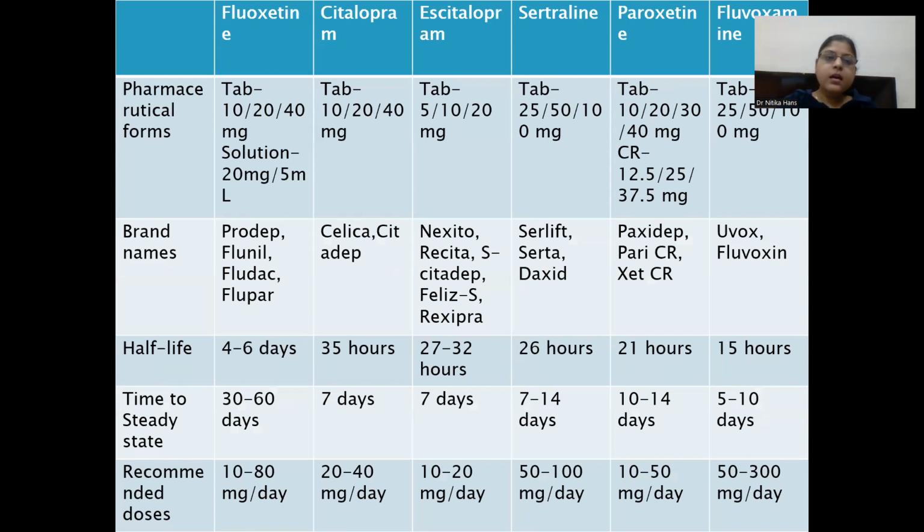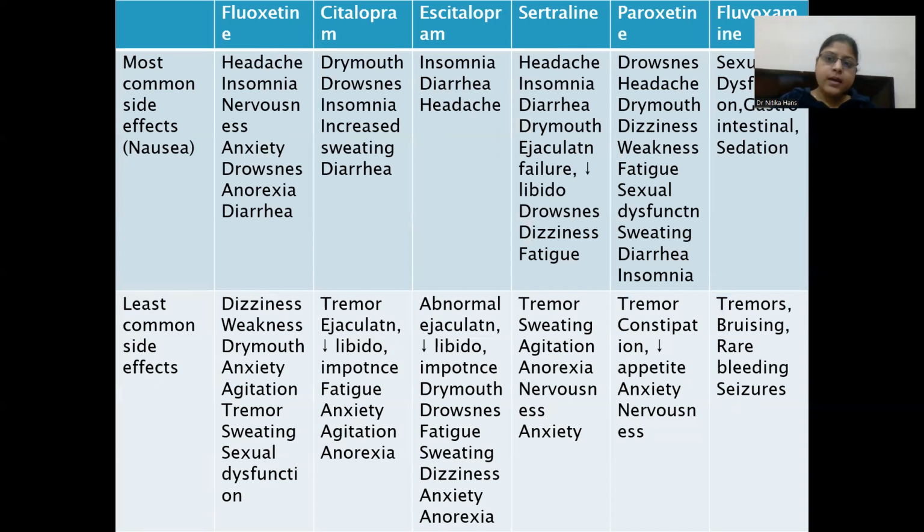So these are the pharmaceutical forms of various drugs and brand names. Half-lives I already discussed with you, along with time to steady state and recommended doses. These are the common side effects and the least common side effects of various drugs like fluoxetine, citalopram, escitalopram, paroxetine, fluvoxamine, and sertraline. Common side effects I've already discussed with you.